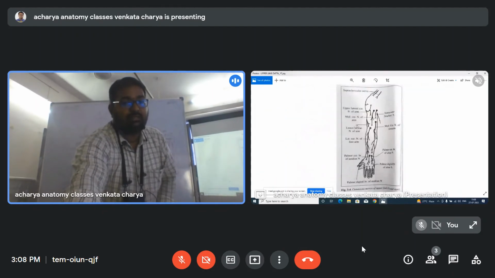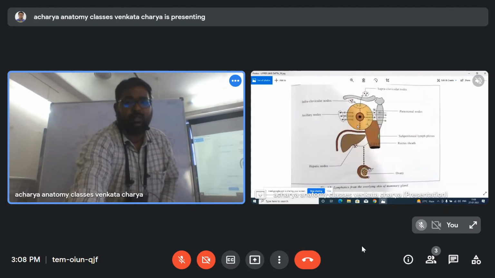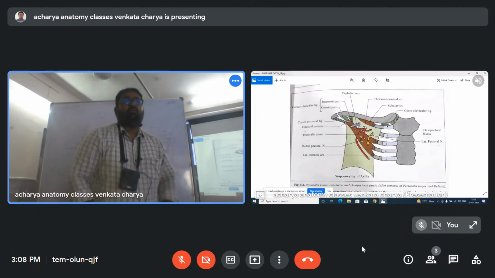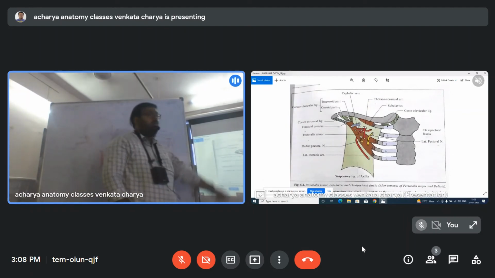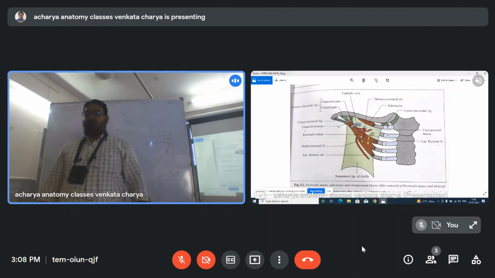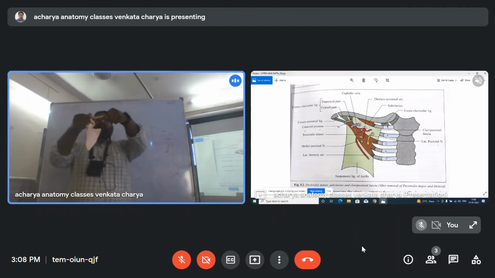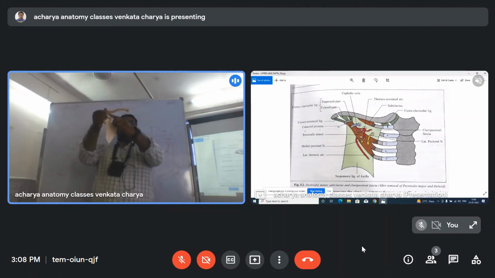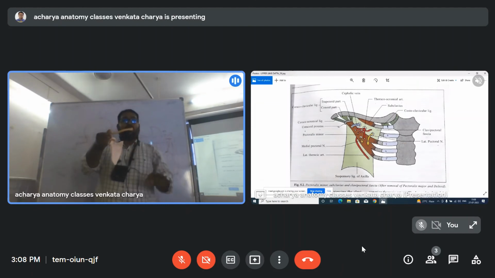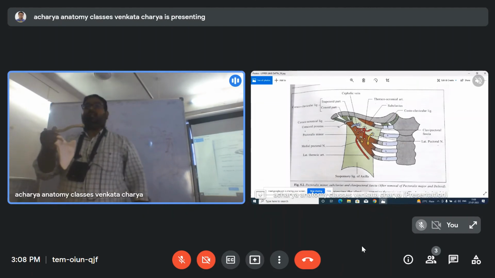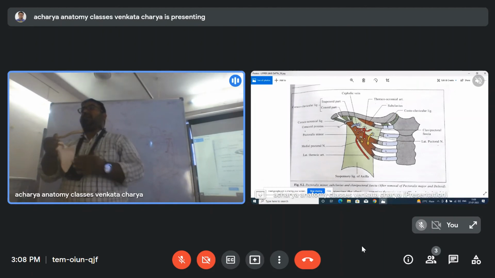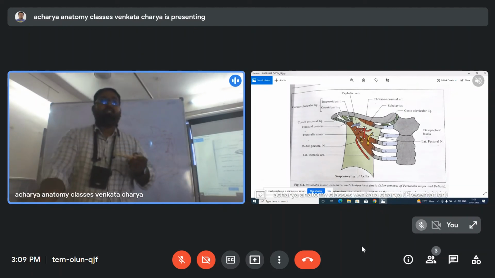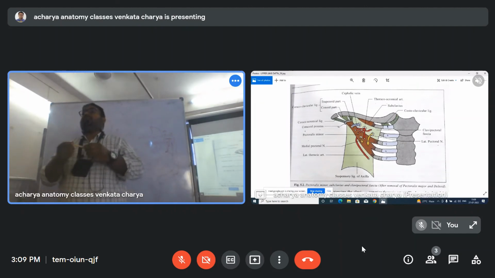These two ligaments together are called coracoclavicular ligament. Coracoclavicular means, see here like this, coracoid process to clavicle. There is a presence of ligaments. There are two ligaments: one is the conoid ligament, another one is the trapezoid ligament. So both together are called coracoclavicular ligaments. Coracoclavicular ligaments attach to the inferior surface of the lateral 1/3 of the clavicle.